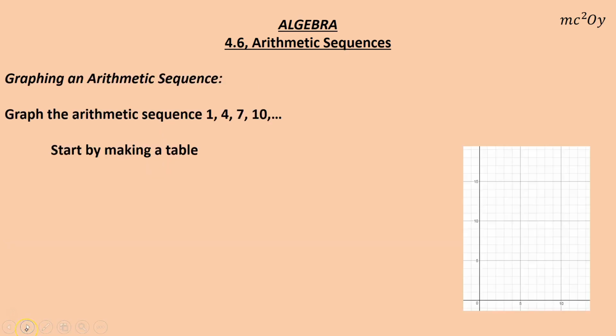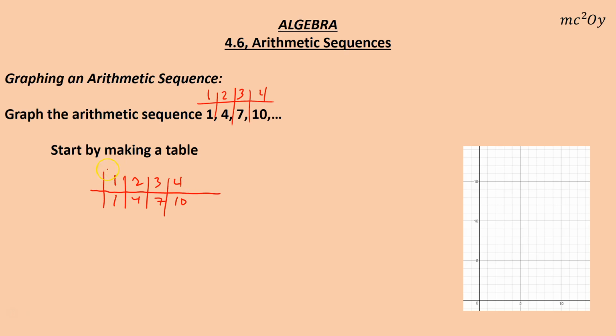Okay, moving on. Graphing an arithmetic sequence. I kind of alluded to this a minute ago. You need to start by making a table. The way we make our table, these are our Y values. So 1, 4, 7, and 10. Our X values are just the position. So first position is 1. Second position is 4. Third position is 7. Fourth position is 10. So this would be 1, 2, 3, 4.